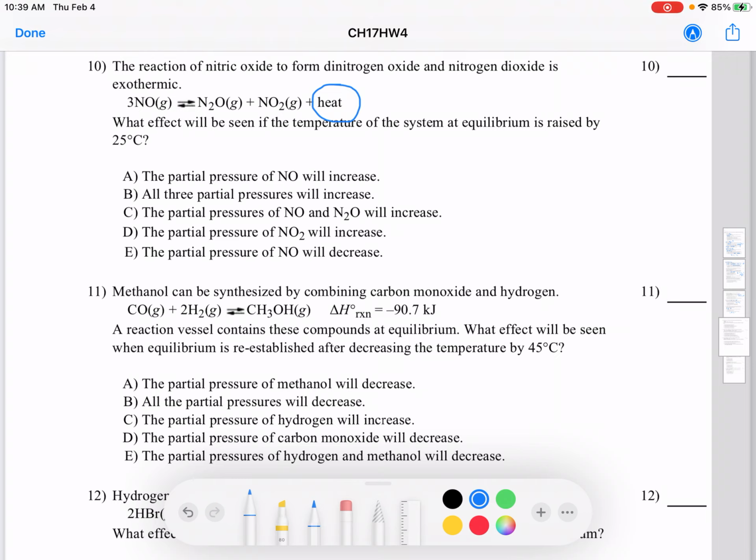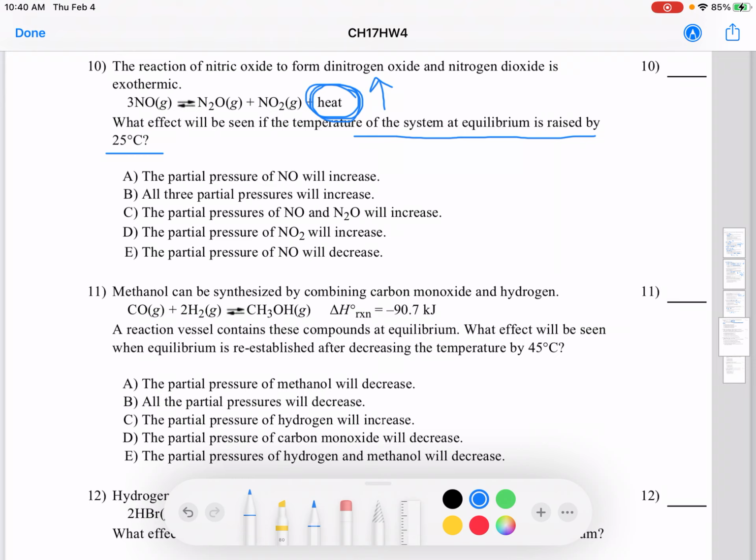What effect will be seen if the temperature of the system at equilibrium is raised by 25 degrees Celsius? So now we are increasing the temperature by 25 degrees Celsius. We are adding heat. If you add heat, are we adding a reactant or a product? In our equation, heat is a product, right? So we add the heat, meaning we are adding more of the product. If you add a product, what happens to the equilibrium?